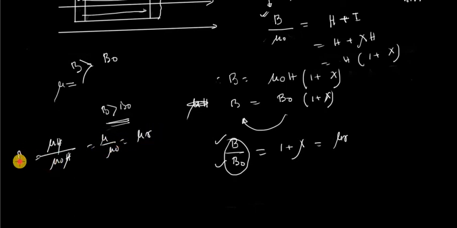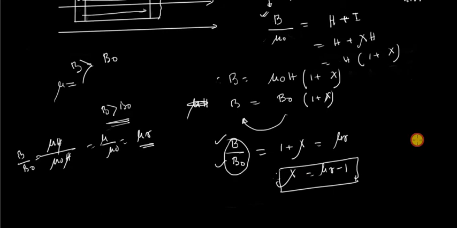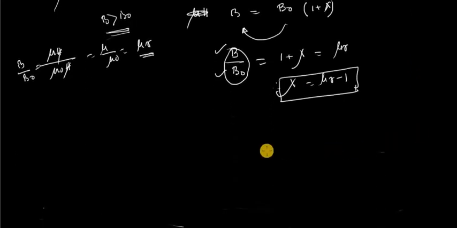So B by B0 is mu r. That's why chi is equal to mu r minus 1. As I have already discussed, mu r is very much greater than 1 for ferromagnetic material. That means for ferromagnetic material, chi is also very much greater than 1.